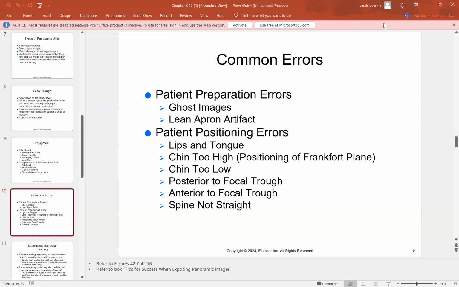Common errors. Patient preparation errors could include ghost images or lead apron artifact. Patient positioning errors could include the lips and tongue, chin too high or too low, posterior to focal trough, anterior to focal trough, or the spine not straight.